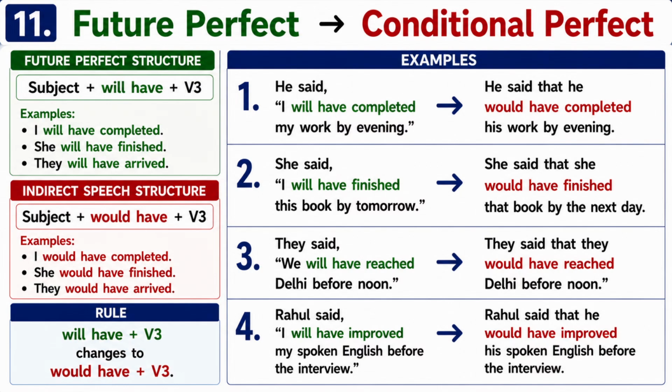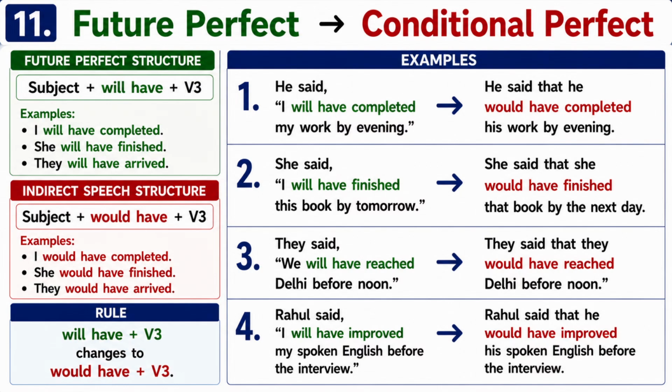In indirect speech, the structure becomes subject plus would have plus third form of the verb. Examples are, I would have completed. She would have finished. They would have arrived. Remember this rule. Will have plus third form changes to would have plus third form.